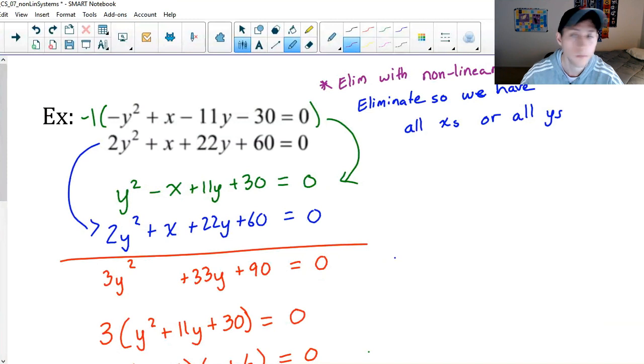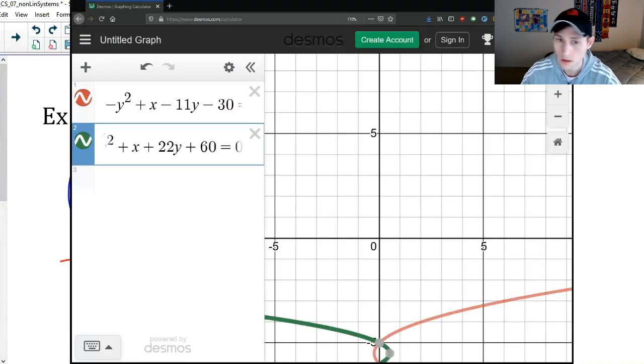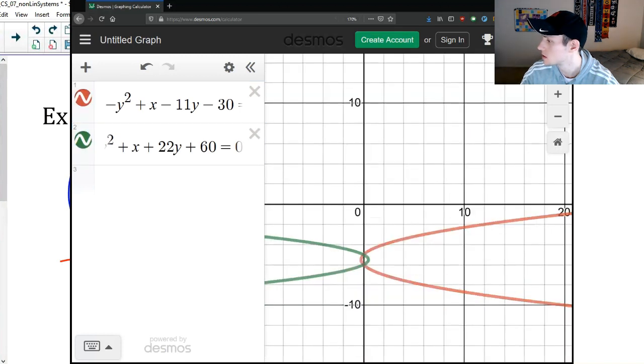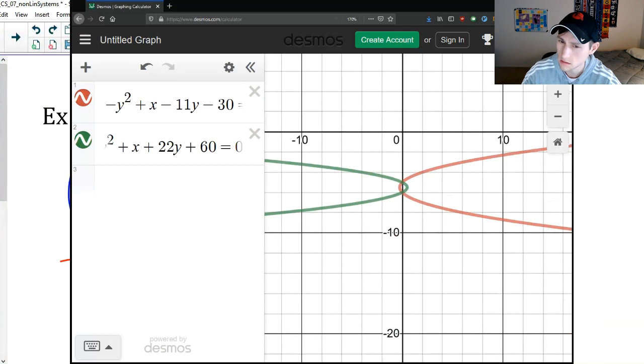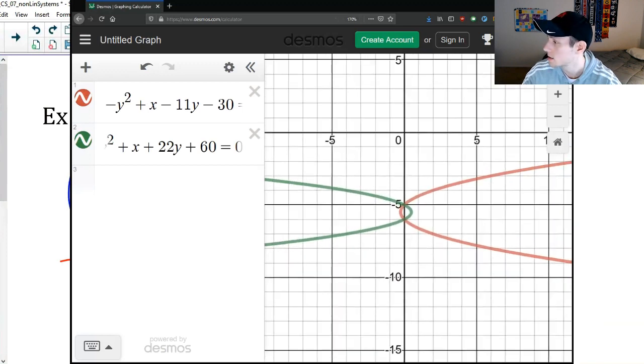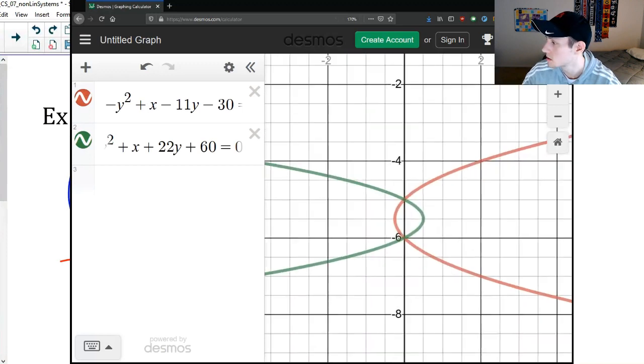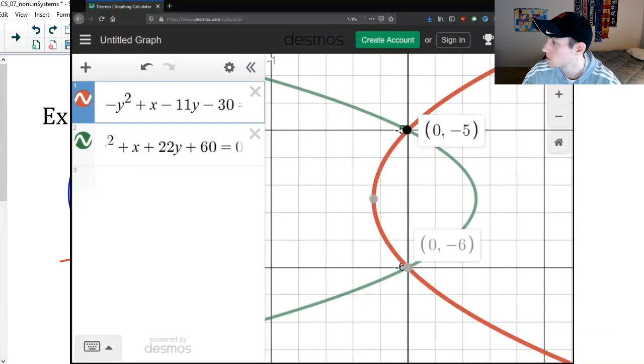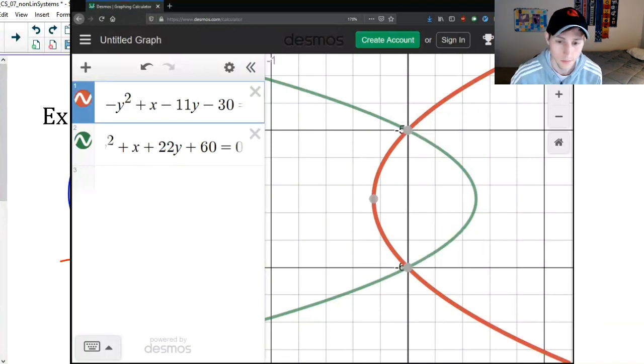Let me pull this up. Okay, so I entered in my two equations. So these look like this, right? These two parabolas. And I can see they are intersecting in 2 points. Let me zoom in. So what are those 2 points? (0, -5) and (0, -6), which is that same value that we just solved for. Right, so that's exactly what we're doing, solving for where these two graphs intersect.